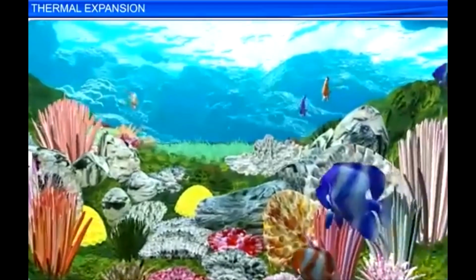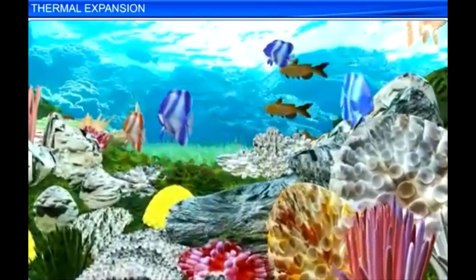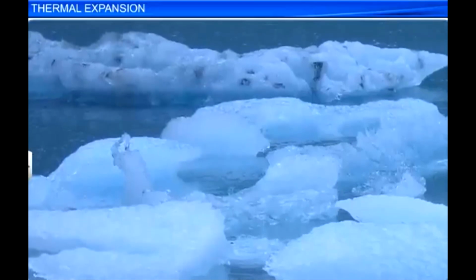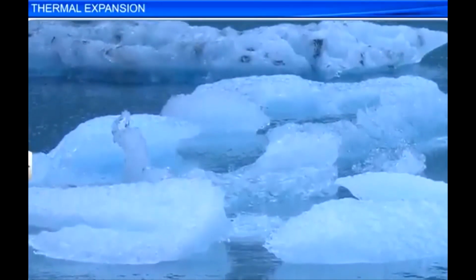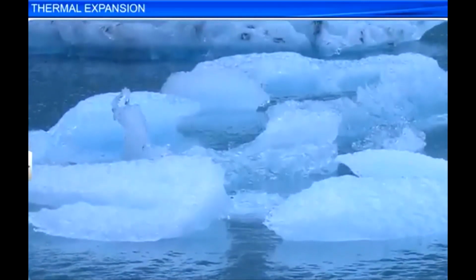This anomalous expansion of water enables aquatic animals and plants to survive in water. Lakes and ponds freeze first on the upper surface of water. The frozen water body, which is the ice, floats on the denser water.